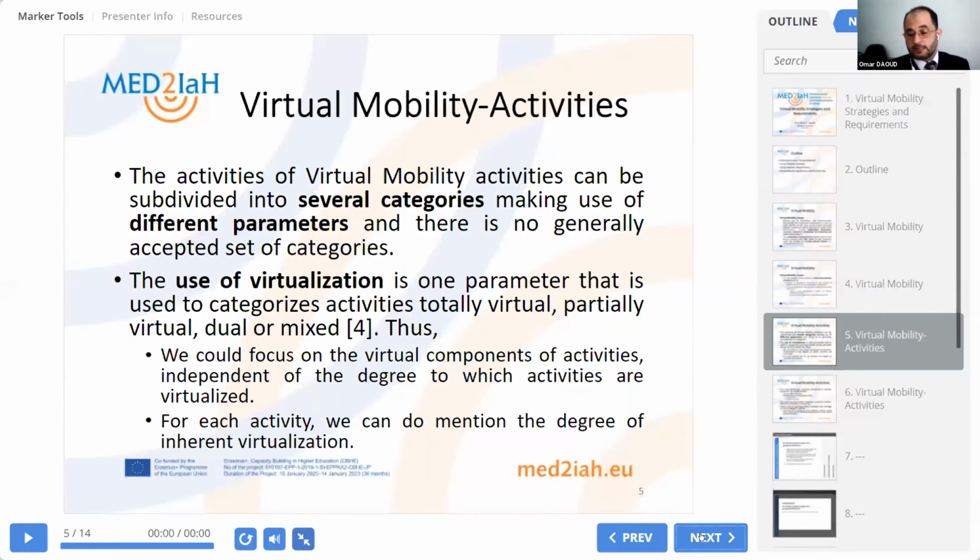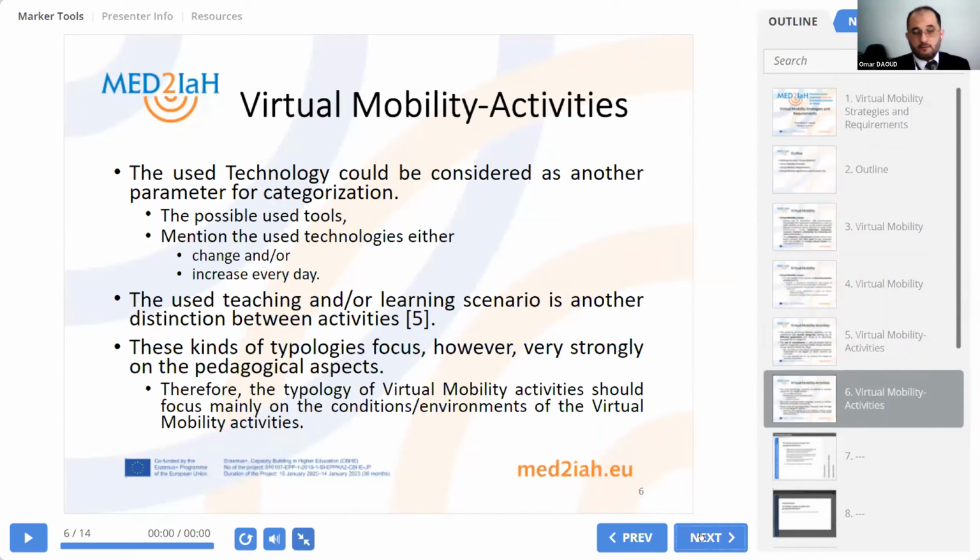The use of technology can be considered also as another parameter for categorization, such as the possible tools used. The technologies used either change or increase every day. The use of teaching and or learning scenarios is another distinction between activities. These kinds of typologies focus very strongly on pedagogical aspects. Therefore, the typology of virtual mobility activities should focus mainly on conditions and environment of the virtual mobility activities.